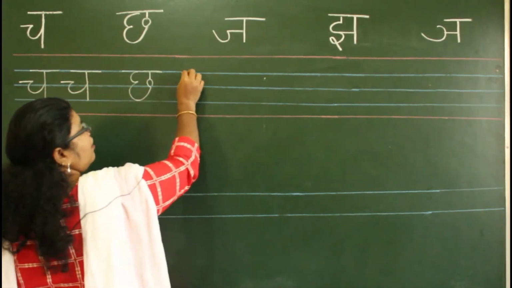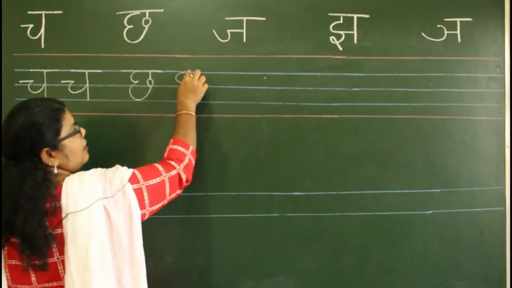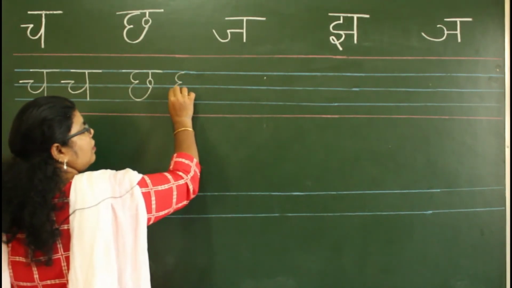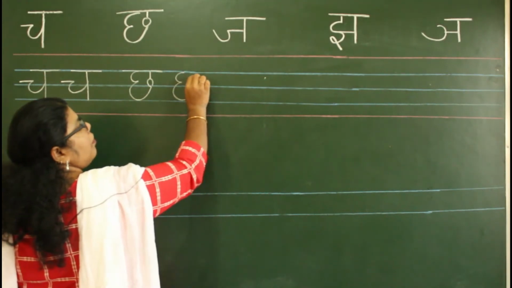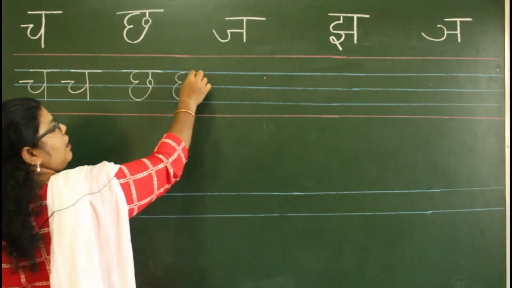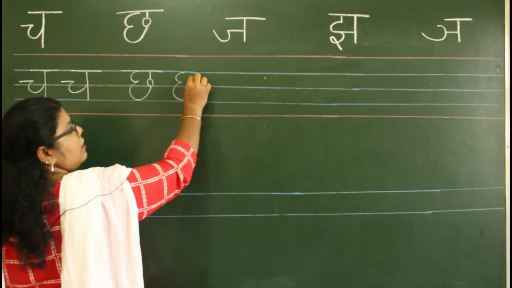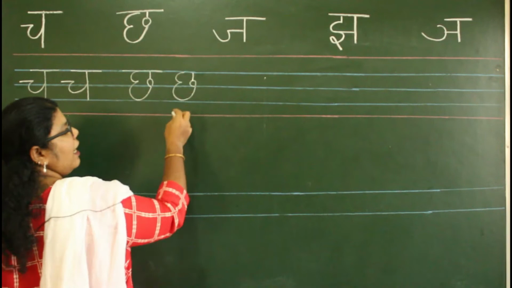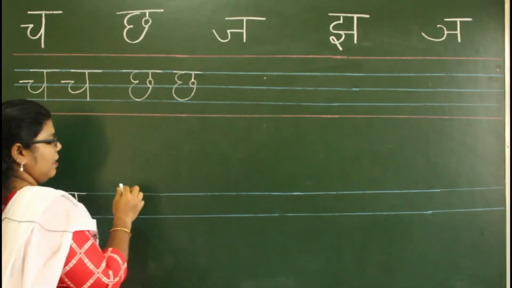Once more. First, a small curve from the second line, that is the first blue line. Then a long curve, a loop at the end of the curve. Then on the top of this loop, draw a small standing line. Then on the top, a sleeping line.